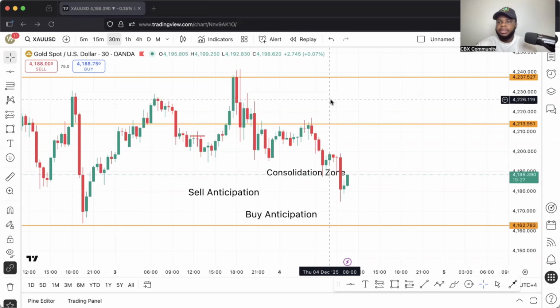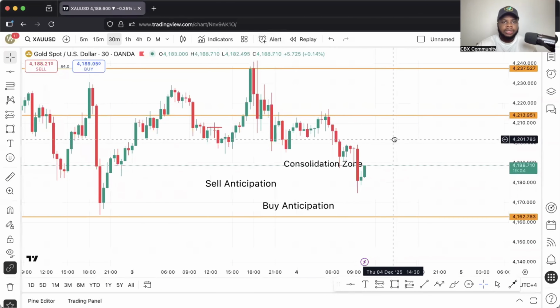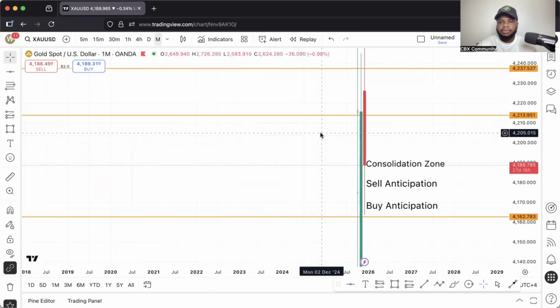So let's analyze the market structure together. Let's look at the monthly market condition, the daily market condition, the 4 hours market condition, the 1 hour market condition, and 30 minutes market condition. It's very important for us to have a clear view of what the higher time frame is saying against the lower time frame. So let's go to the month market condition.